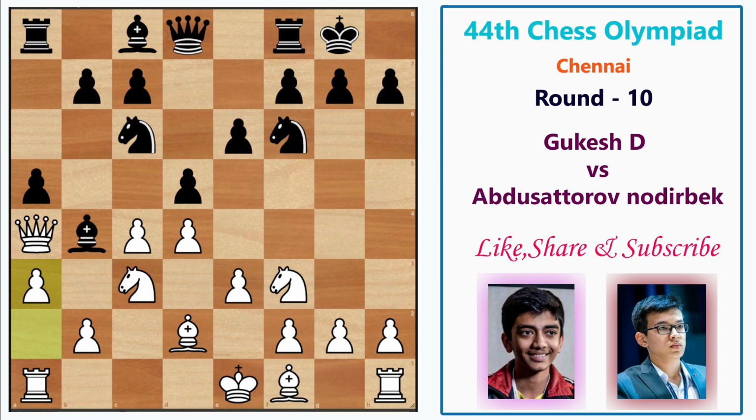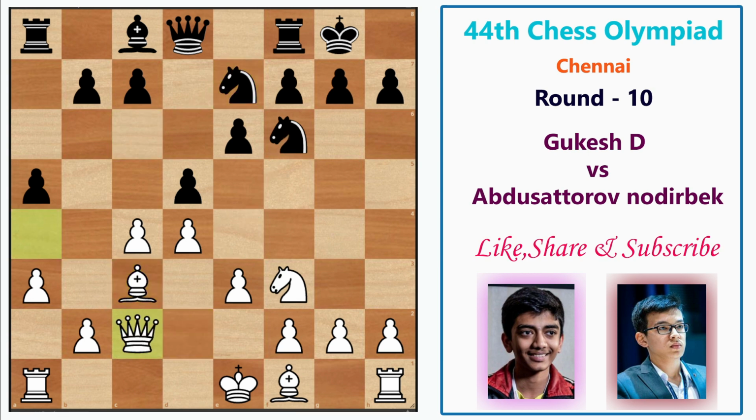Here Nodirbek decides to give up the bishop. After bishop takes c3, we have bishop takes c3. I think his idea is to put the knight into the center of the board. So here we have two main moves, knight to e7 and knight to e4. In the game, Nodirbek plays the move knight e7.